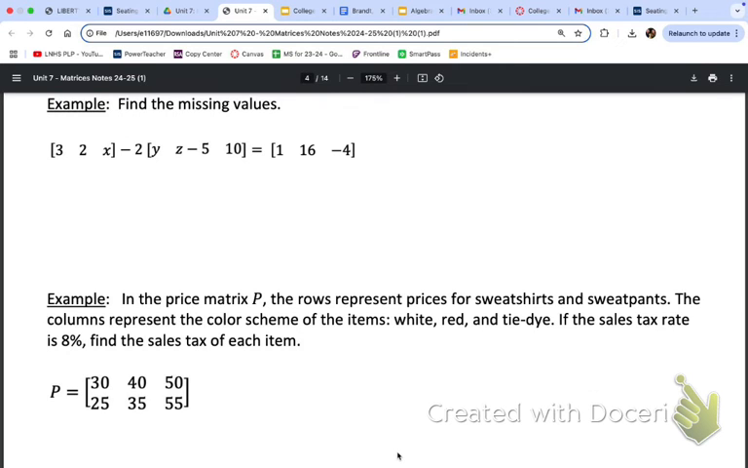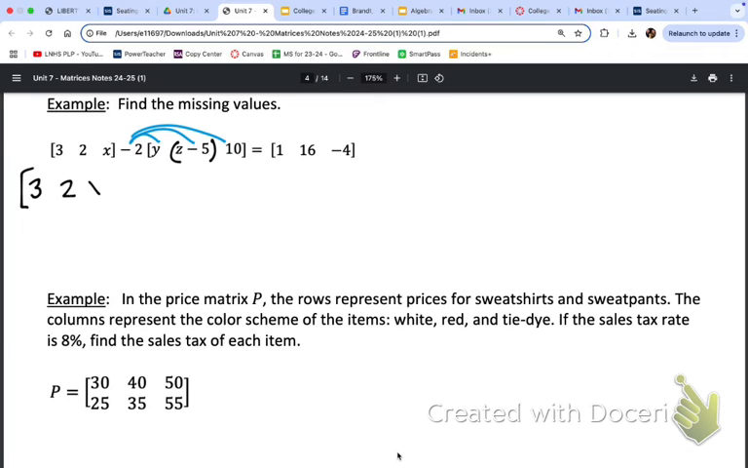You have some scalar multiplication here in the middle. So this -2 is getting multiplied to that middle matrix. So you would want to go ahead and multiply it out. Do scalar multiplication. Remember that z minus 5 is all one element, so you make sure you distribute to that. I'm going to rewrite this entire equation. So you've got 3, 2, and x.